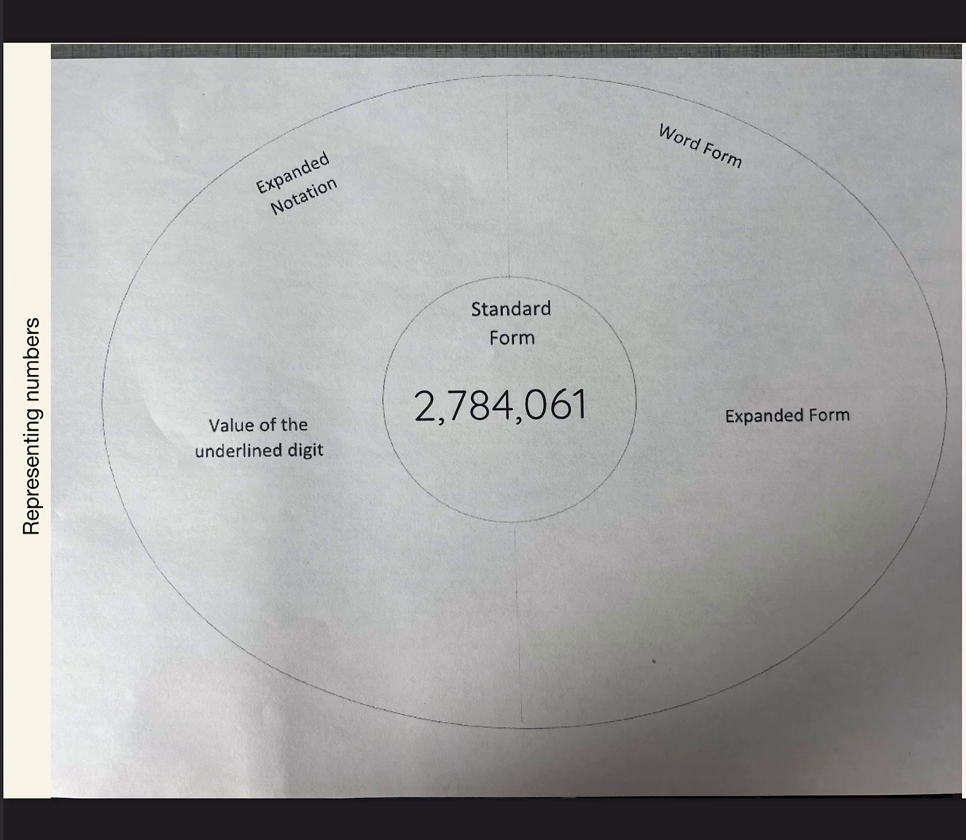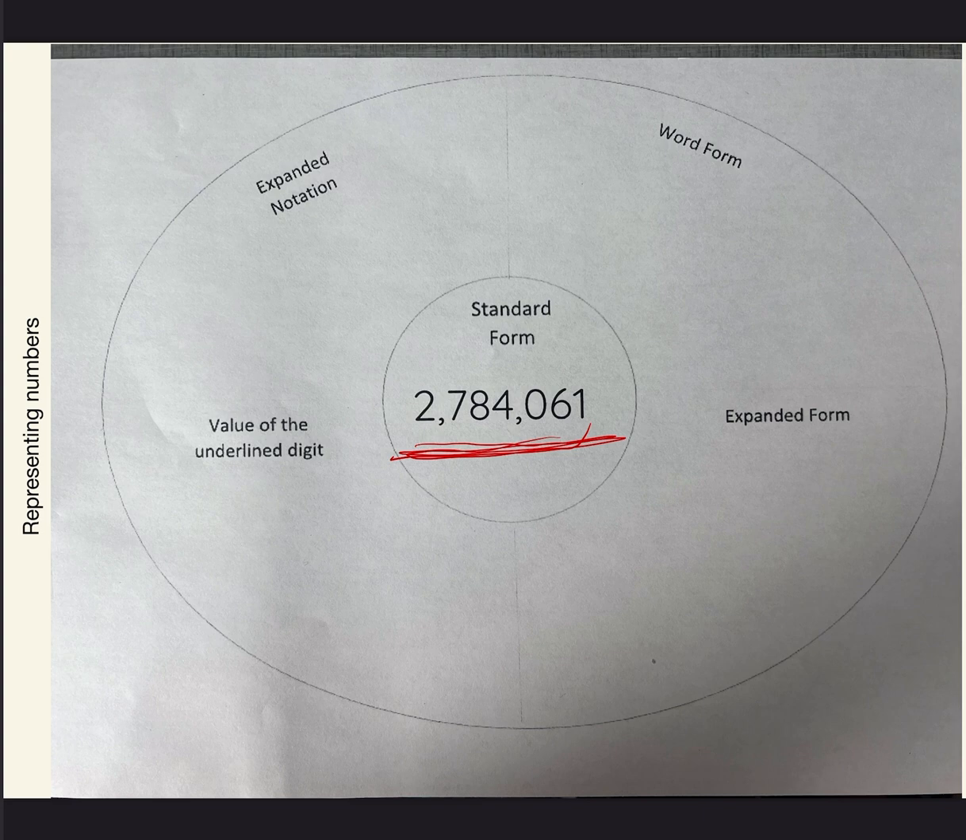So what that means is we are taking this, which is written in standard form right here, and we are going to write it in expanded notation, expanded form, word form, and then you get to go in and pick the value of any of these numbers. You get to pick one of these numbers and tell me what place it is in. So, for example, is it in the tens, the hundreds, the thousands, the 100,000s? And then also, what is the value of it? So, what is it worth?